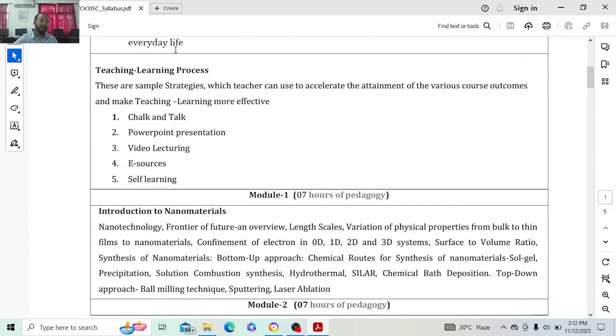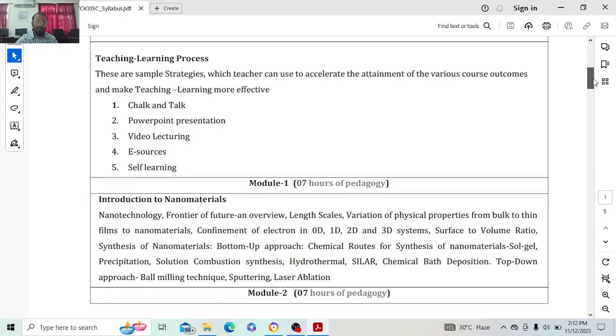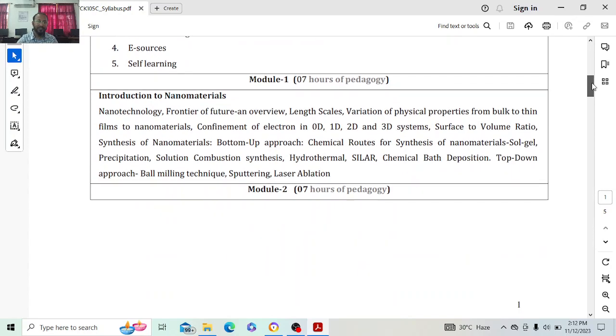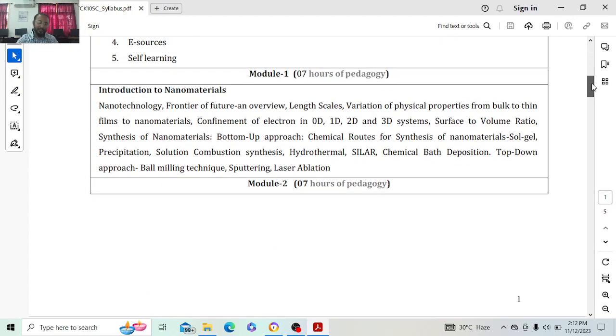Next, the teaching learning process. We don't need that here because it's a video lecture. So I use a PowerPoint presentation with video, and I'm giving e-sources for notes and everything. Self-learning is something that you have to do.